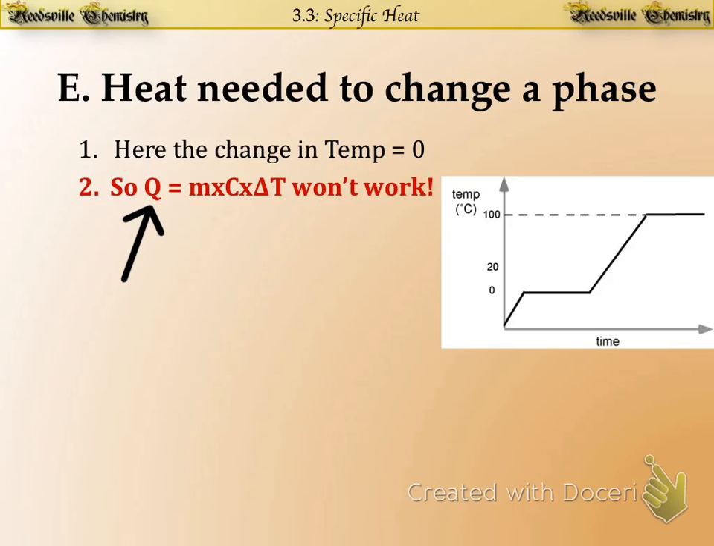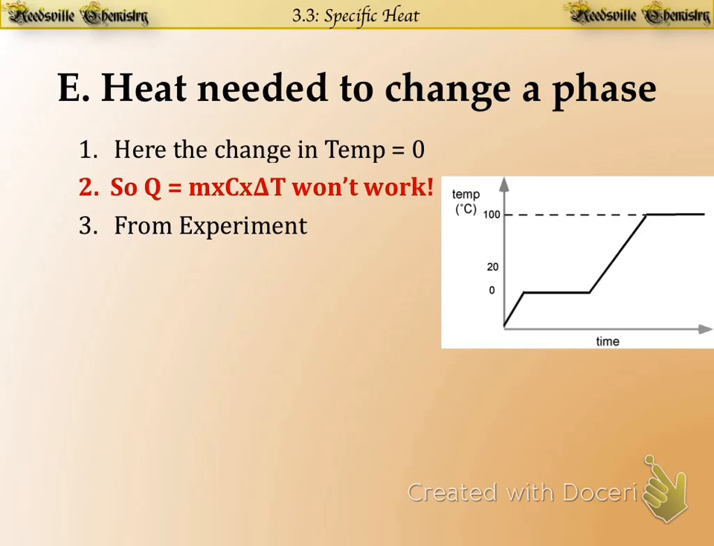But if delta T is 0, then if you do your math, 0 times C times M is 0. 0 times anything is 0. 0 times 8 million is 0. 0 times a saber-toothed tiger is 0. So 0 times anything is 0. Okay, so it's not going to work.